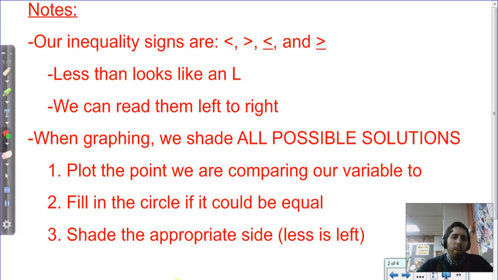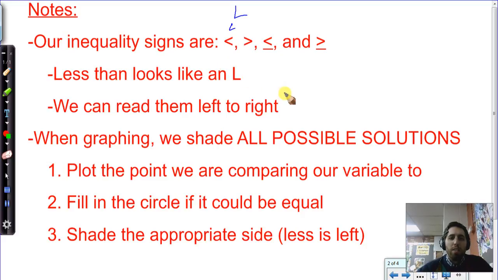Just a little review. Our inequality signs are the less than symbol, the greater than symbol, less than or equal to, and greater than or equal to. This little bar below makes it the possibility of being equal to. The less than symbol kind of looks like an L. If you just did a really sloppy L, it got a little slanted. It kind of looks like an L.